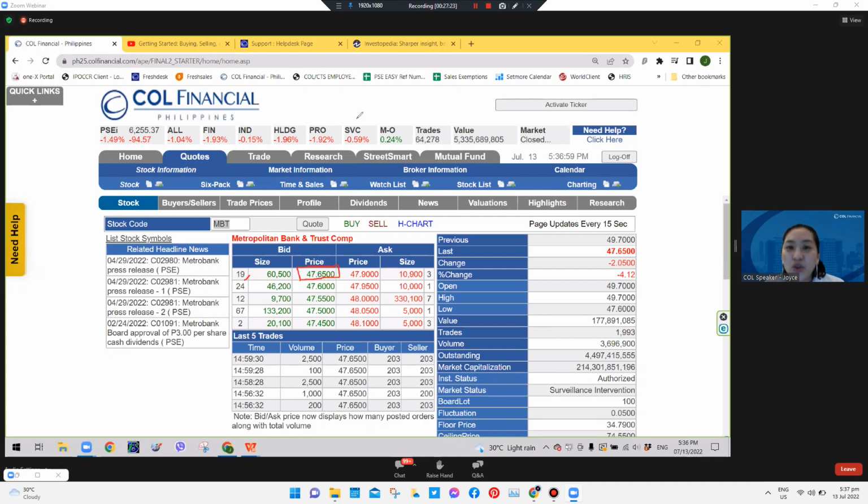Ngayon, usually for me, when I see a price like this, you can also do this. So this is a little trick of mine. Sometimes when I see this, okay, I take a look at this.